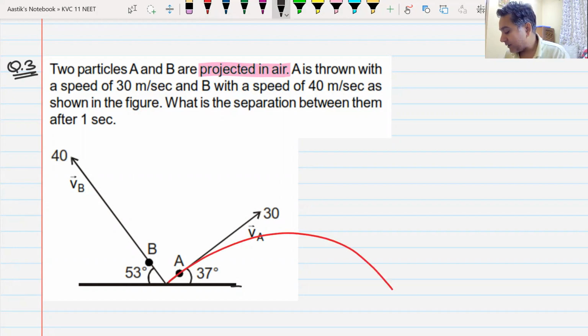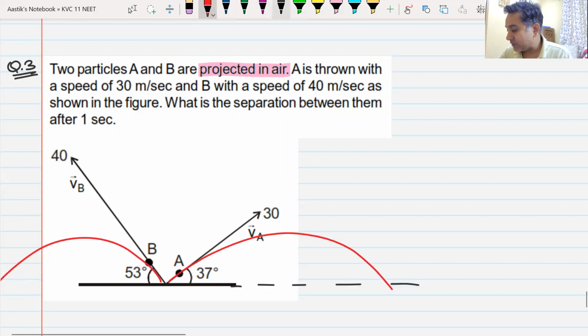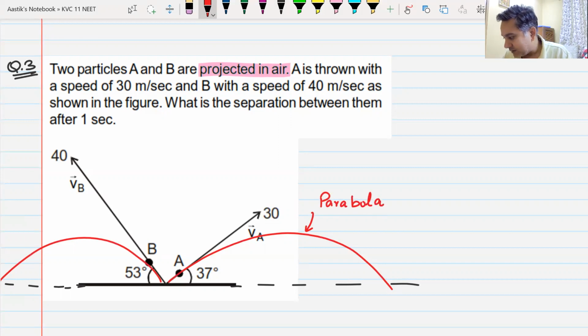So very complicated. It's a projectile motion. This particle is going to go like this. Second projectile motion. It is very difficult to solve this question from the ground, because one is going in a parabolic path, the other one is going in a parabolic path. Did I tell you that the path of a projectile is a parabola? I told you that this is a parabola.